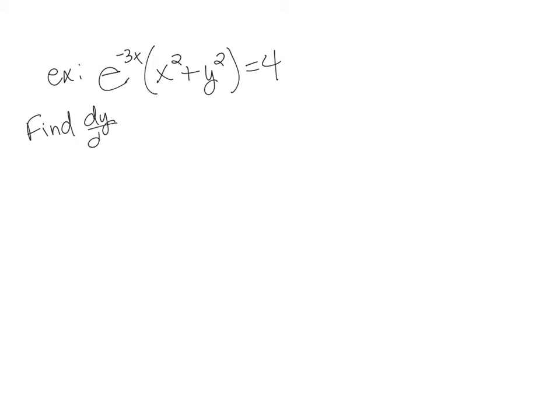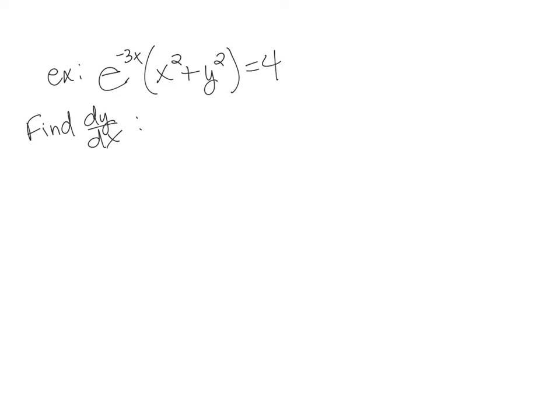Let's say that e to the minus 3x times x squared plus y squared equals 4. Okay, maybe we'll do more than one example. Find dy dx.